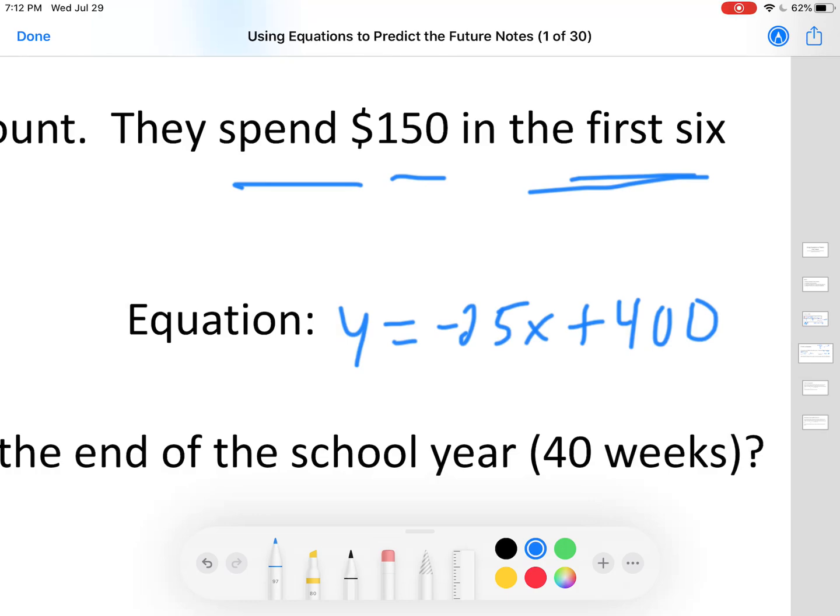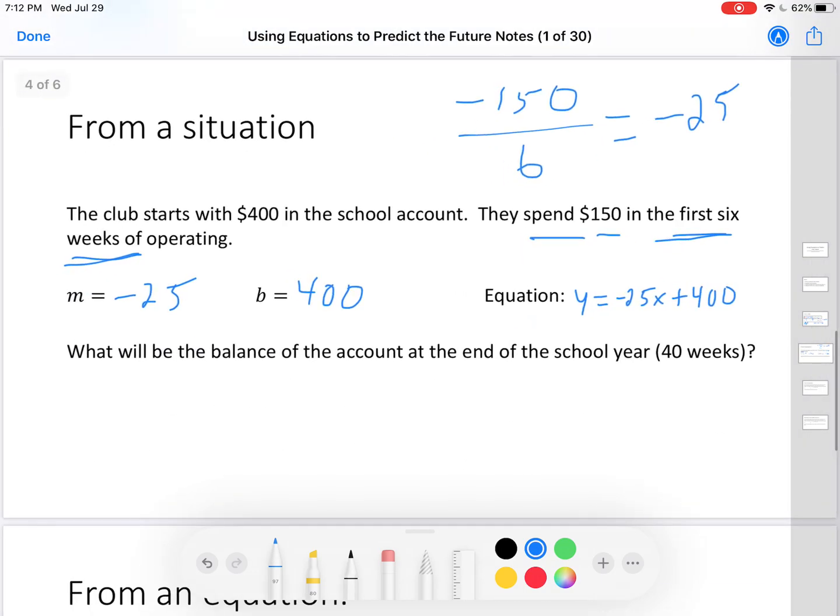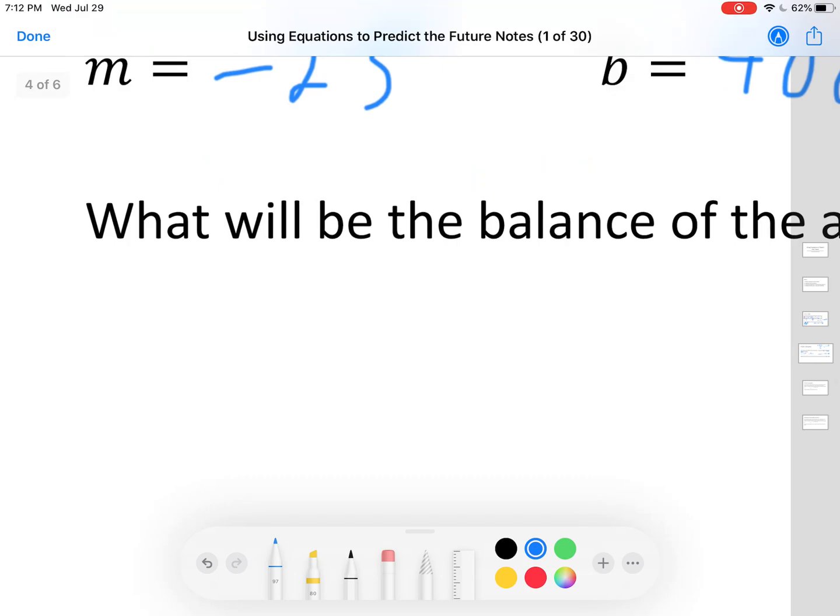So we take x, which is the number of weeks, multiply it by 25, and take that away from the $400 they started with. All right, what will be the balance of the account at the end of the school year? And the school year is 40 weeks long. Since x are weeks, 40 will stand for x. So again, same steps. You must show all these steps when you're doing these.